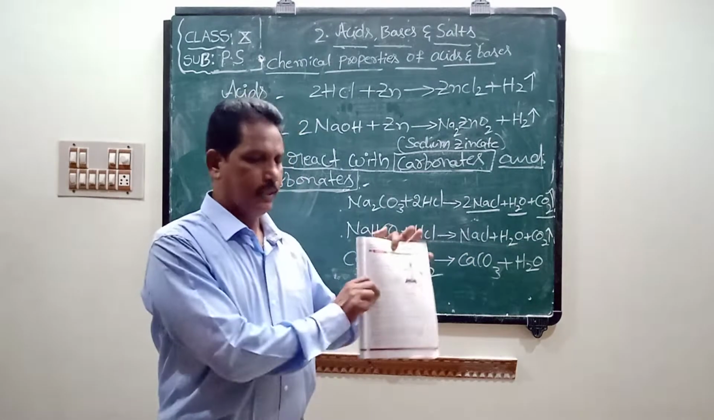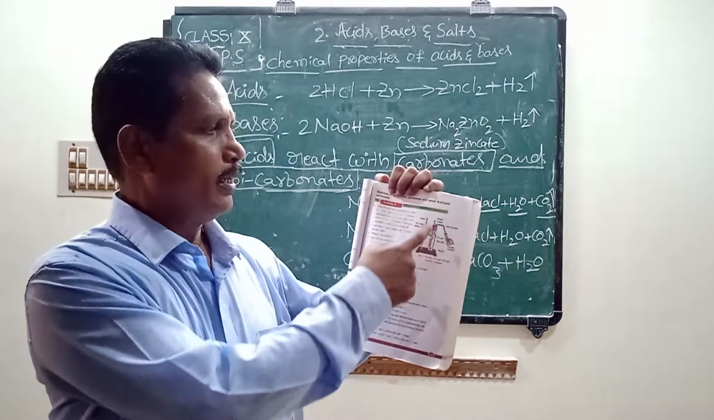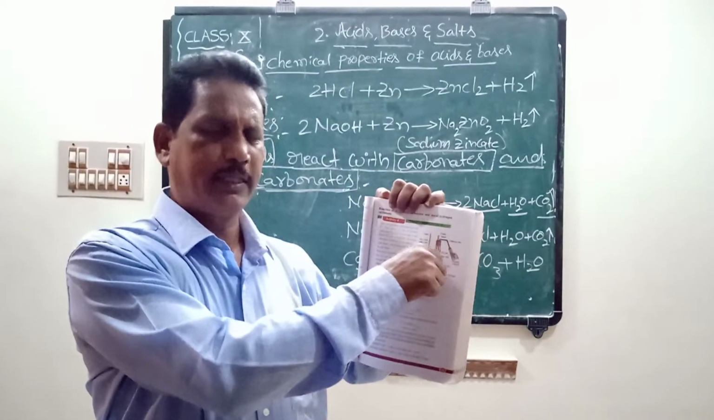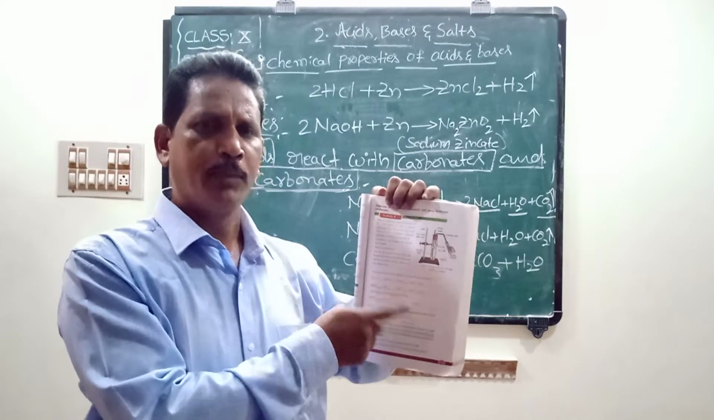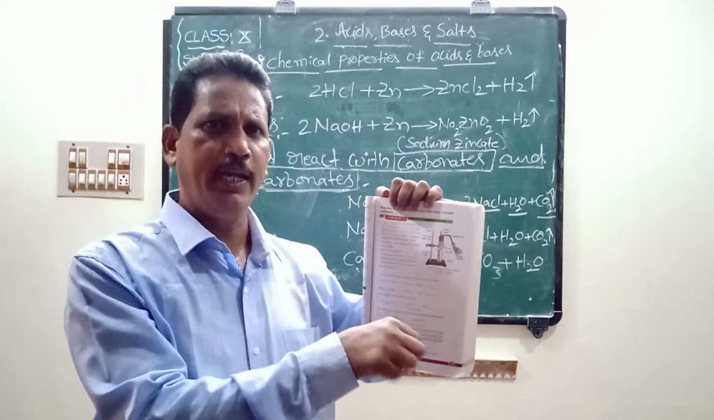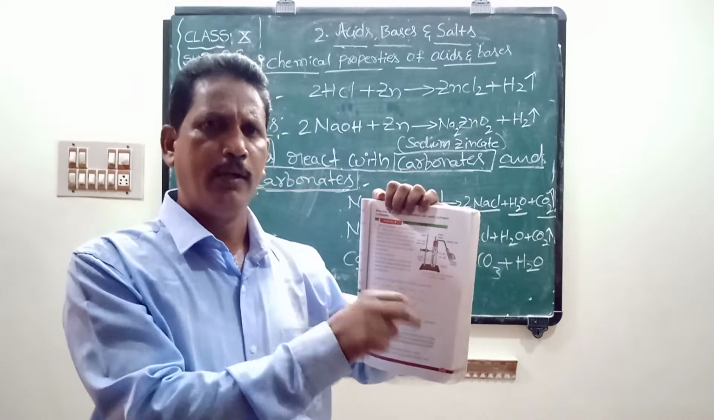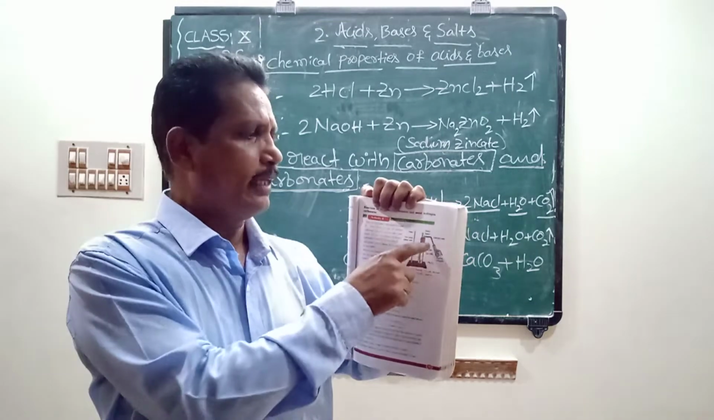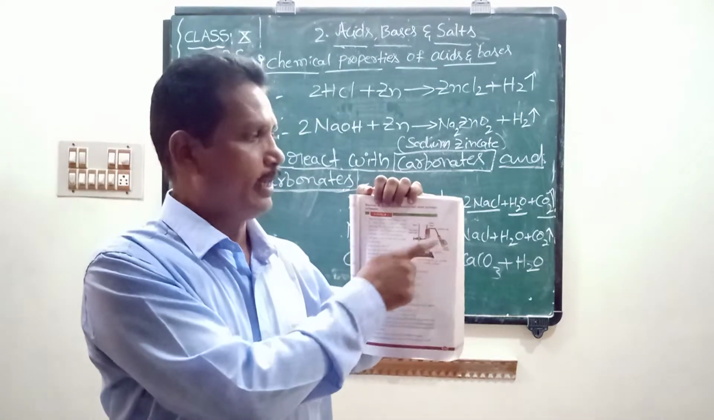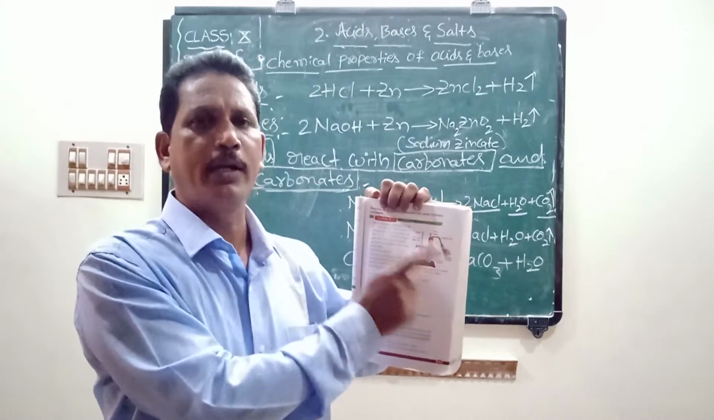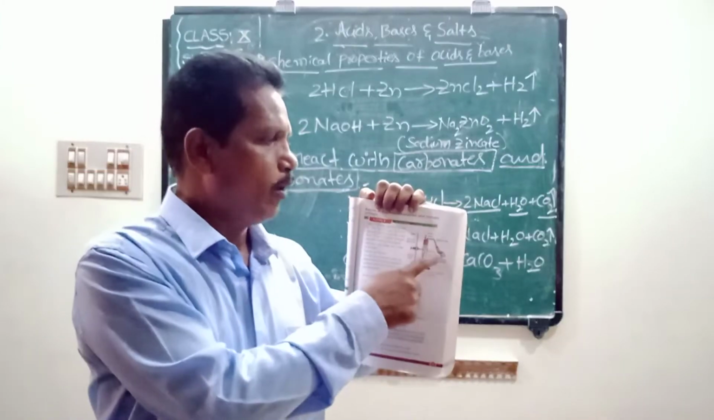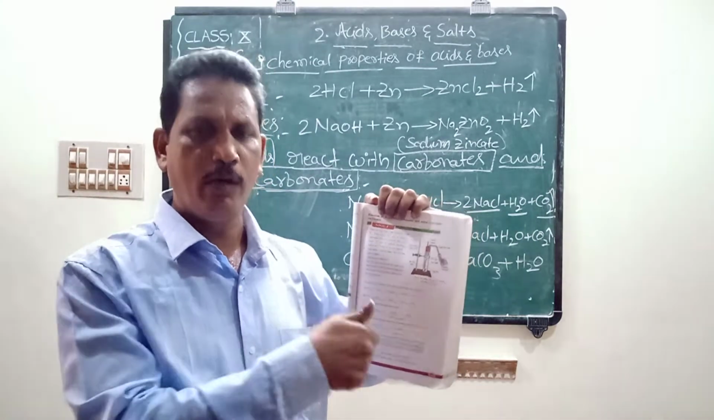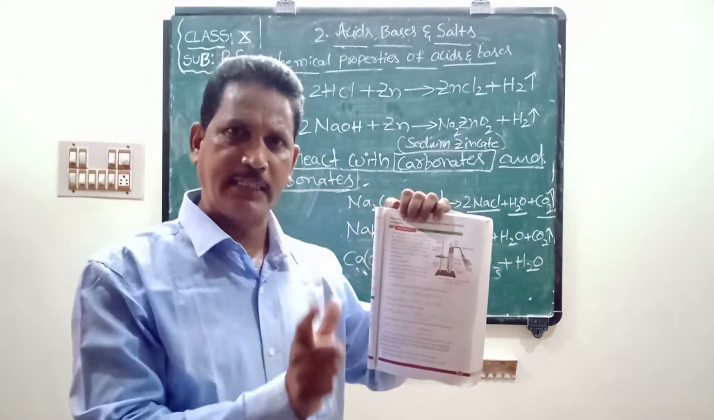Okay, see this diagram. Take two test tubes, test tube A and test tube B. In test tube A, add some Na2CO3 and pour 2 to 3 drops of dilute hydrochloric acid. After some time, a gas is evolved and this gas is collected in another small test tube containing lime water. That lime water immediately turns milky white. So that evolved gas is carbon dioxide gas.